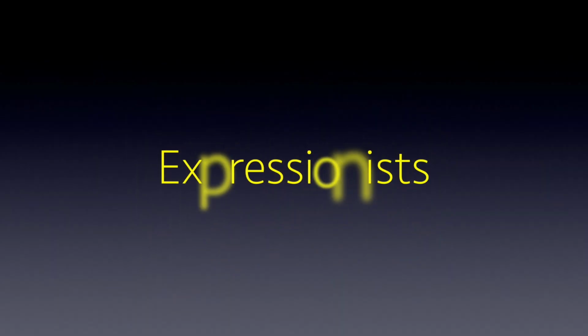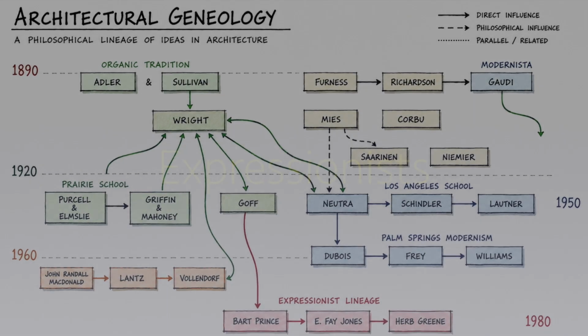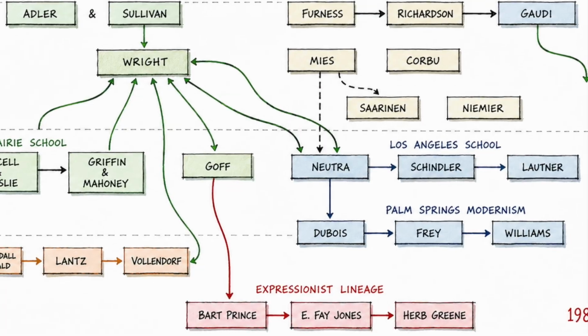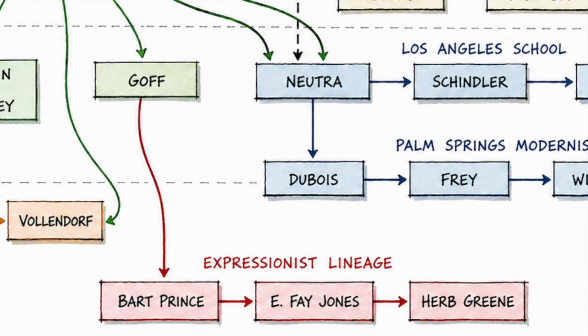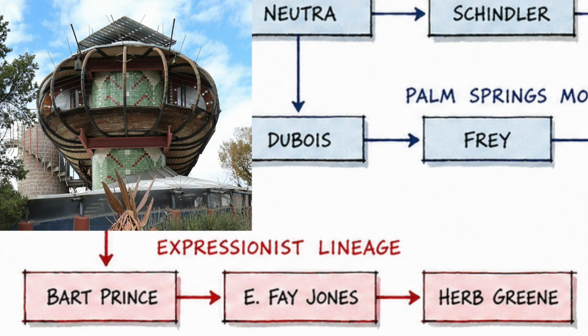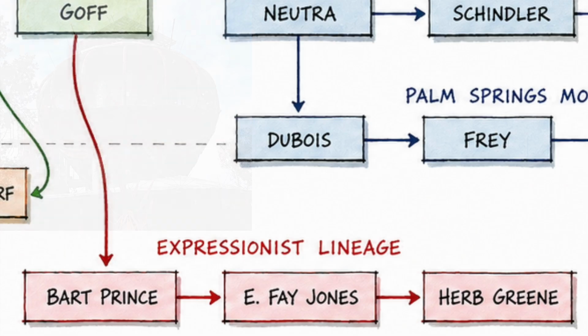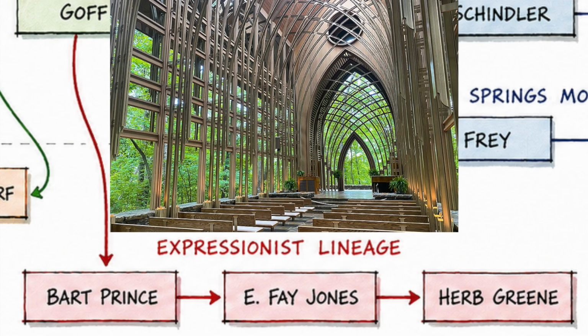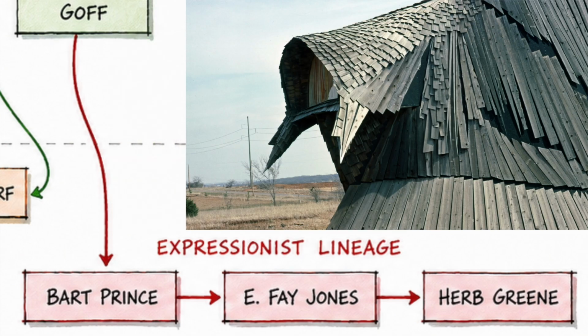Finally, a branch of the family tree I call the Expressionists. It emerges out of the organic side with Bruce Goff as inspiration. Bart Prince was a Goff apprentice and supervised the construction of Goff's Japanese Art Museum in Los Angeles. Fay Jones, best known for a series of glass and timber chapels, studied under Goff. Herb Greene, also a Goff student, designed highly original structures.